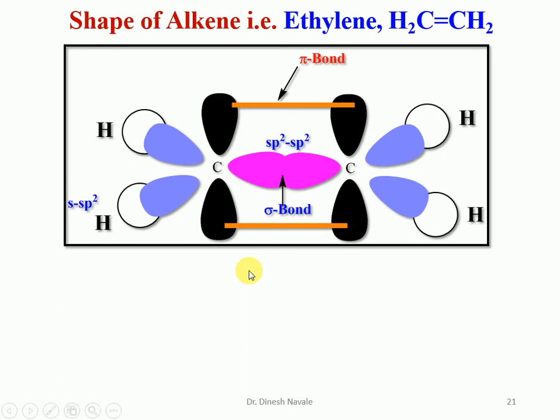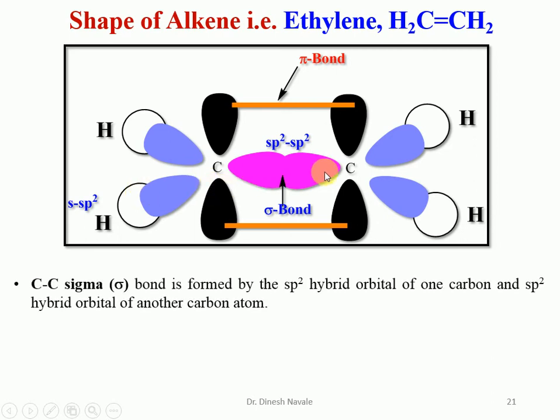Whereas in the ethylene molecule there are a total of 4 CH bonds, and all 4 CH bonds show sigma bonding. So all 4 CH sigma bonds will be formed by the sp2 hybridized orbital of the carbon atom and the s orbital of the hydrogen atom. So this is the CH sigma bond formation. The carbon-carbon sigma bond, as we discussed, will be formed by the sp2 orbital of one carbon and the sp2 hybridized orbital of the other carbon atom.